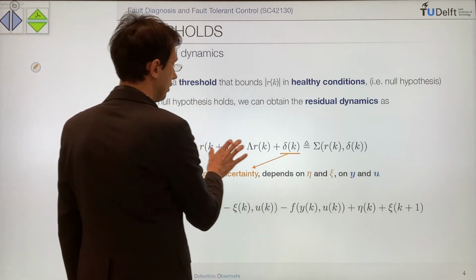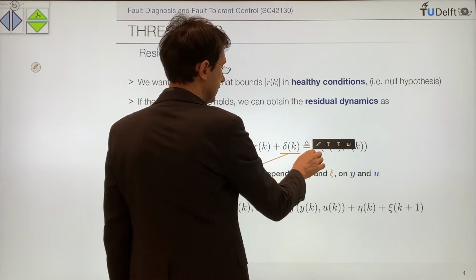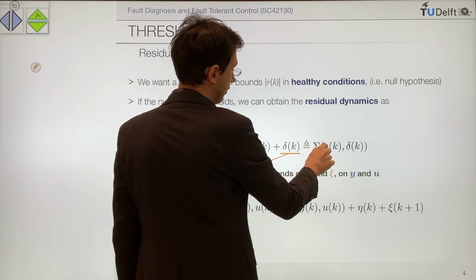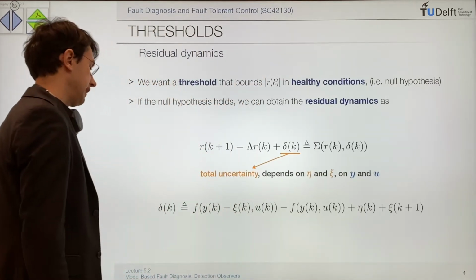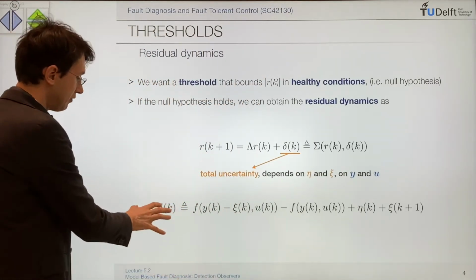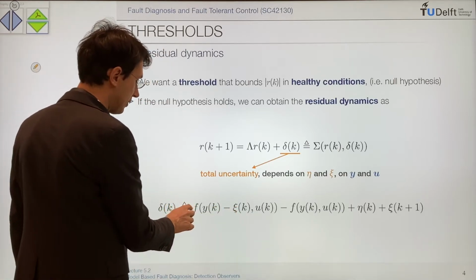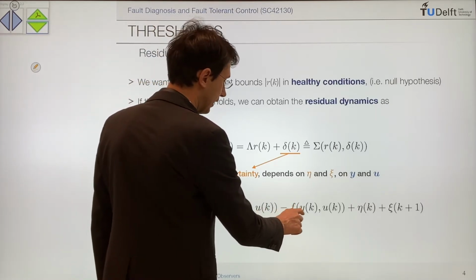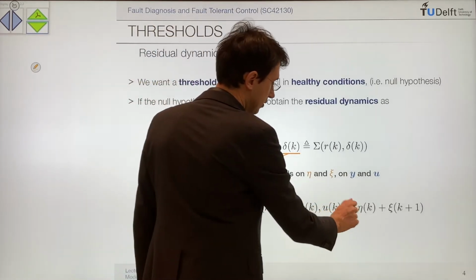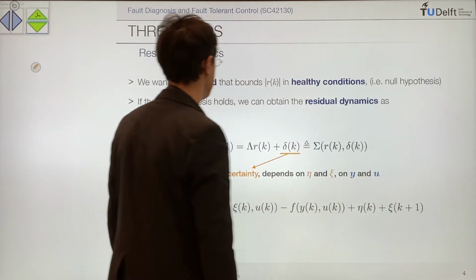So in short, we can call this equation via this symbol. So say that this is a mapping sigma of the previous value of the residual and the previous value of the uncertainty delta. So delta in full is written like this. So it is equal to the nominal dynamics applied to y minus the uncertainty and u, y here and u, plus the process uncertainty plus the measurement uncertainty at time k plus 1.